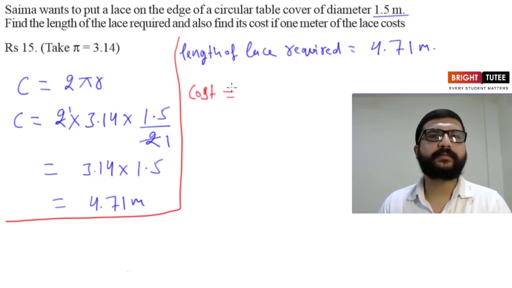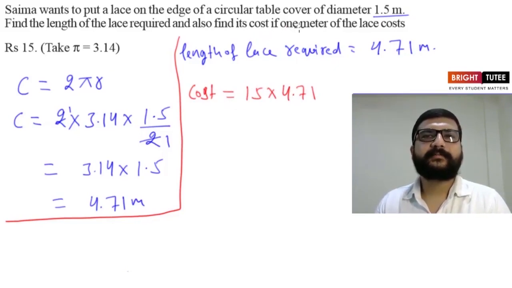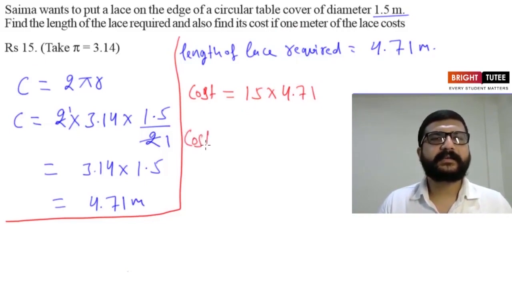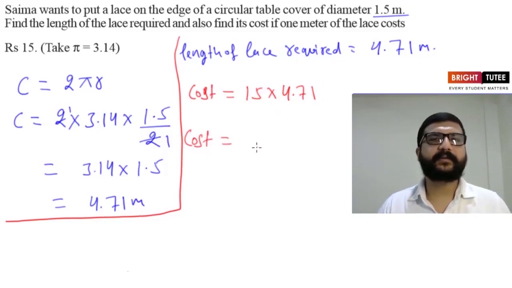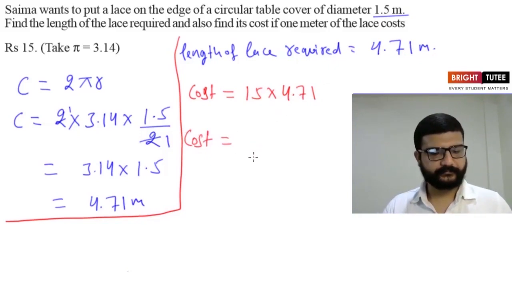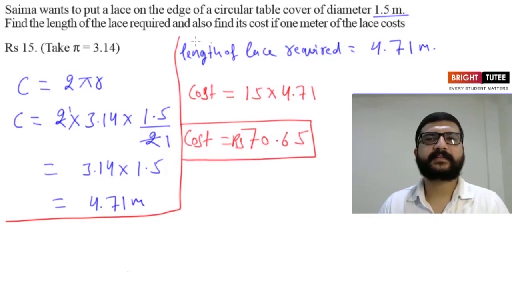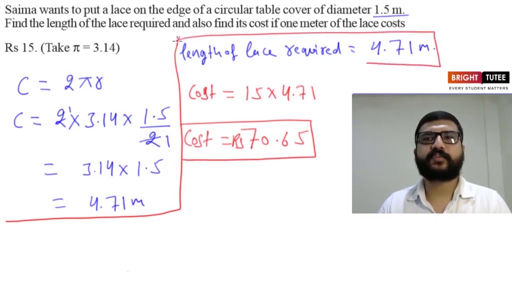Cost will be equal to 15 into 4.71, because cost of 1 meter of lace is rupees 15. So cost of 4.71 meters will be 15 into 4.71. Now what is 15 into 4.71? By multiplying this we will get cost is equal to 70.65 rupees. So this is the cost of the lace, and length is 4.71 meters.